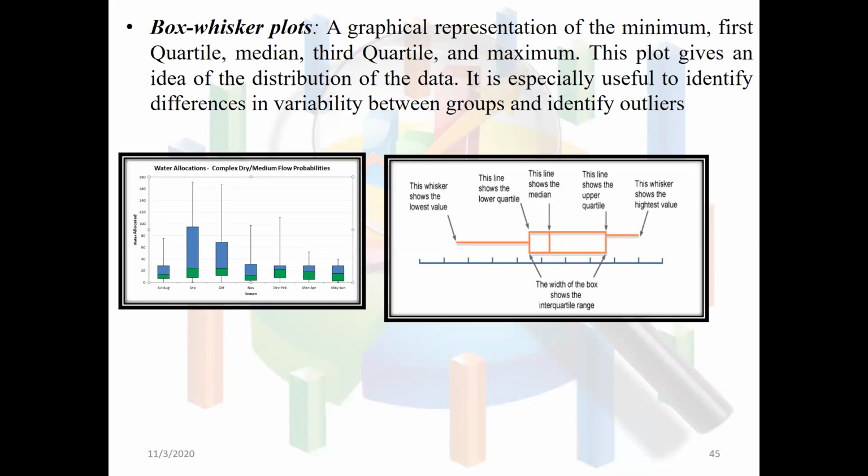Box and whisker plots, a graphical representation of the minimum, first quartile, median, third quartile, and maximum. This plot gives an idea of the distribution of the data. It is especially useful to identify differences in variability between groups and identify outliers.